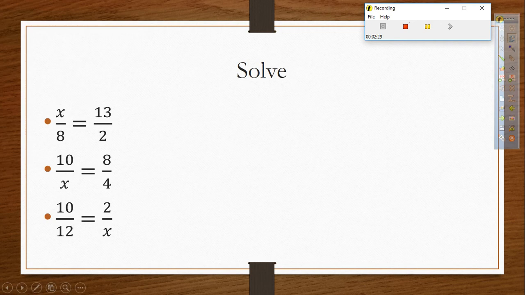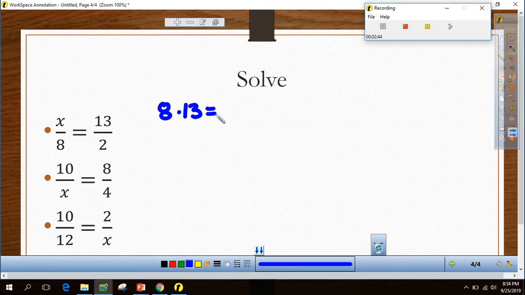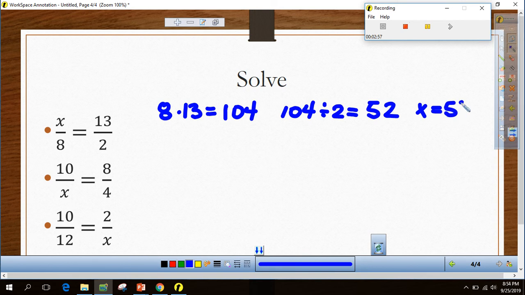If I wanted to solve this, for me to cross multiply and divide, I'm going to do the 8 times 13, because those are the two numbers that I have across from each other that I know. So I'm going to say 8 times 13 is 104. And then I'm going to say 104 divided by 2 is equal to 52. So x equals 52. What I just did there was my cross multiplication. I did 8 times 13 to get 104, and then I divided by my leftover number there.